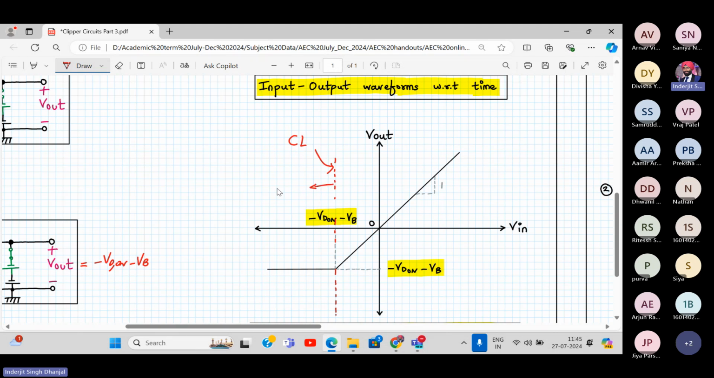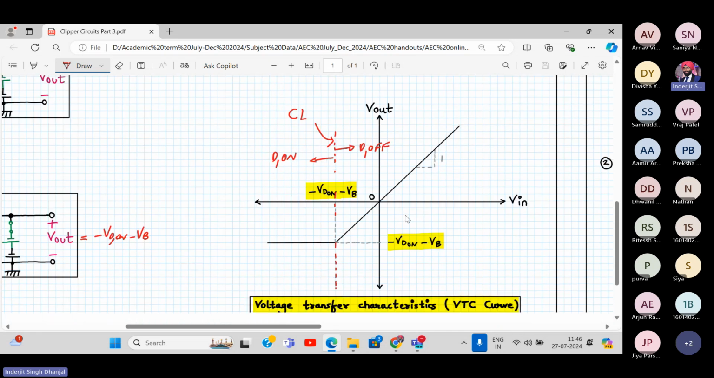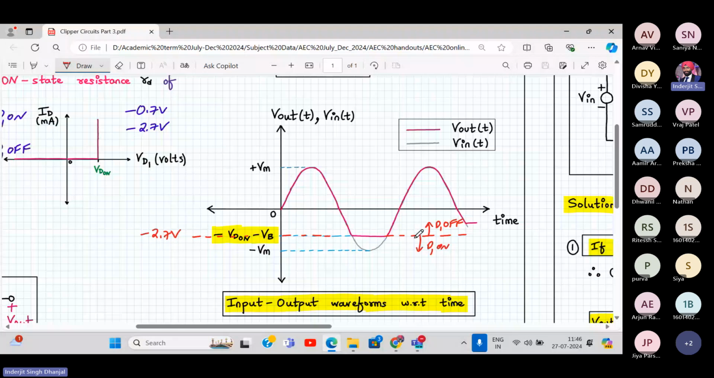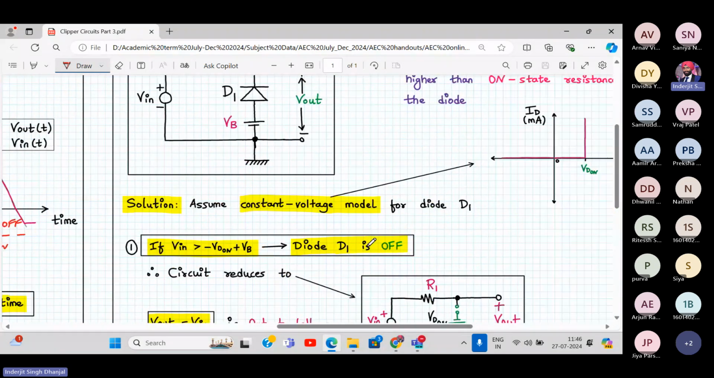So below this, my diode is on. Greater than this, my diode is off. If it is off, output follows the input, so we have a straight line passing through the origin, extending to the negative half cycle also. And if my input is less than minus VD on minus VB, my diode turns on. So based on this, it is called a biased parallel negative clipper. All right, I hope it is clear.